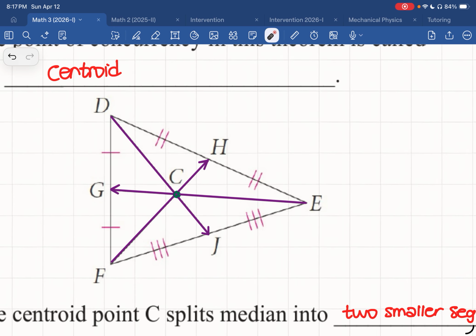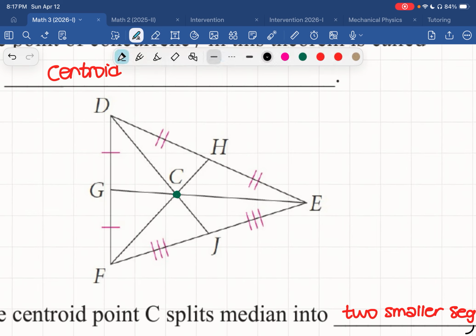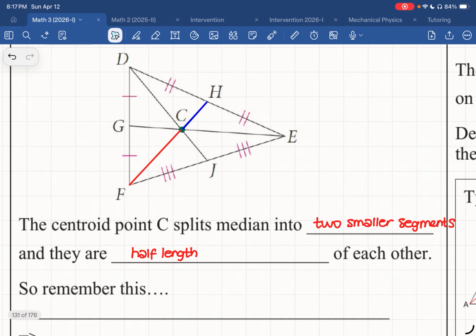Now I'm gonna change the colors for a moment so you can understand this a little better. Okay, I'm gonna stop using this purple over here, and I'm gonna use actual colors. So whatever line you have here, you can divide it in two parts. Let's say this blue part, right? And this red part, right? So what I'm saying here, those two smaller segments, which is this one and this one, they are half length of each other.